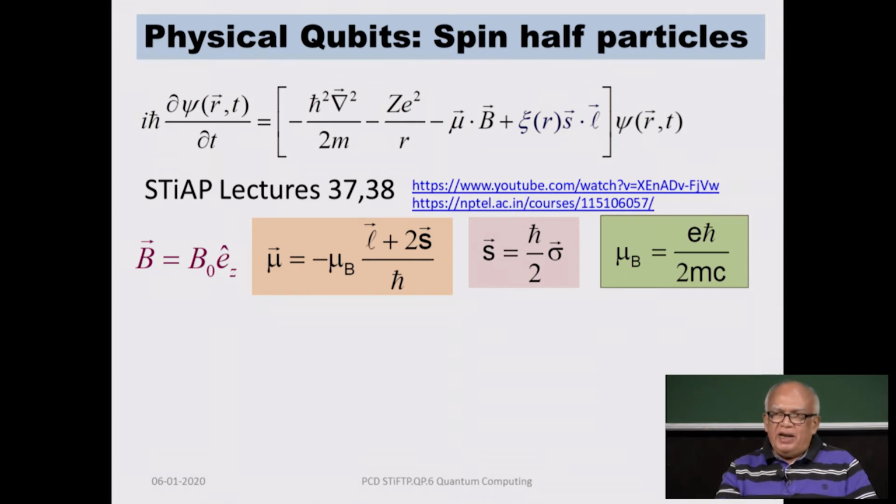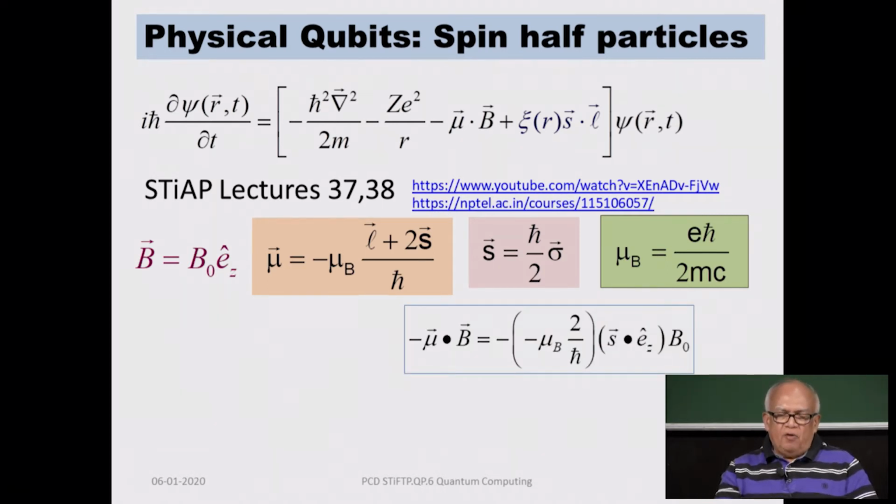And our focus is going to be on the spin angular momentum, which can be written in terms of the Pauli vector operator, which is the same as the spin angular momentum operator, except that it is scaled by this factor h cross over 2 to define the spin. So our focus is on this interaction term, minus mu dot B. Mu is minus mu_B times 2S over h cross.